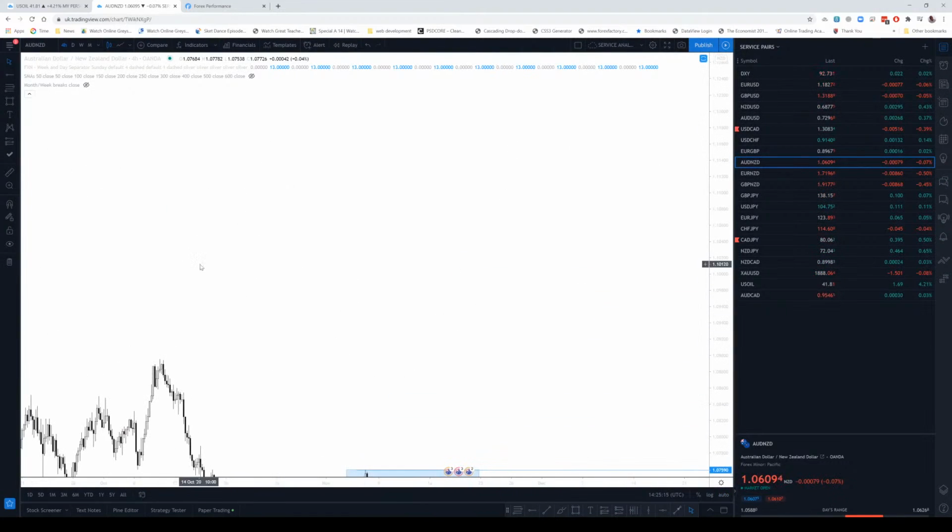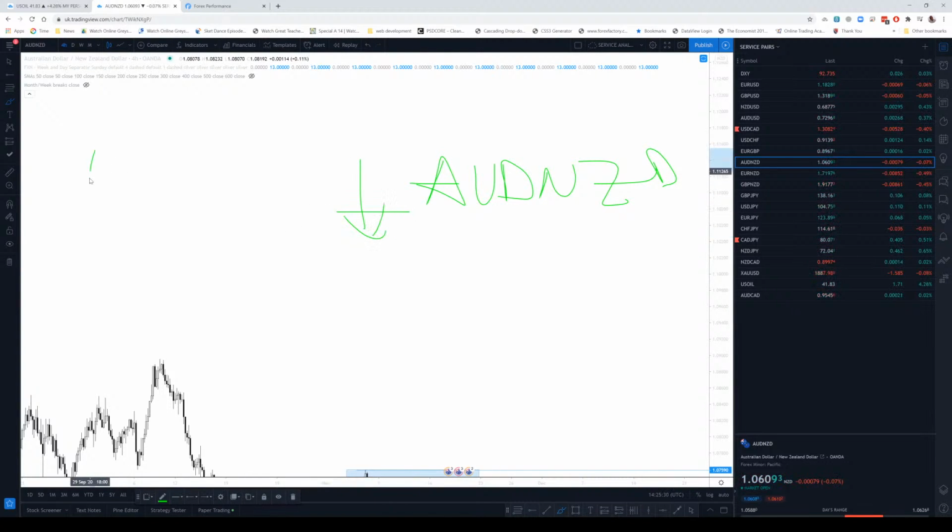So I think I did share this back in the days where if you have AUD NZD, if you have it bearish, which is going down, it means that NZD will be going up or it'll be going sideways, and AUD will be dropping. You find this one going up on all the pairs, or it'll be going sideways. It will not be dropping.